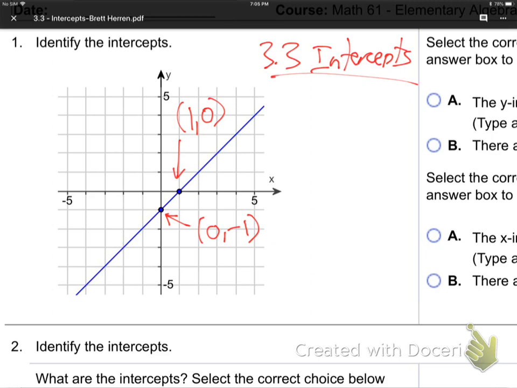Those are the places where the blue line smacks into the grid line. Is that good? This one right here is the x-intercept because it hits the x-axis. This other one here is the y-intercept because it hits the y-axis. We good? All is well? All right. I'll keep on moving. If you're good, I'm good.